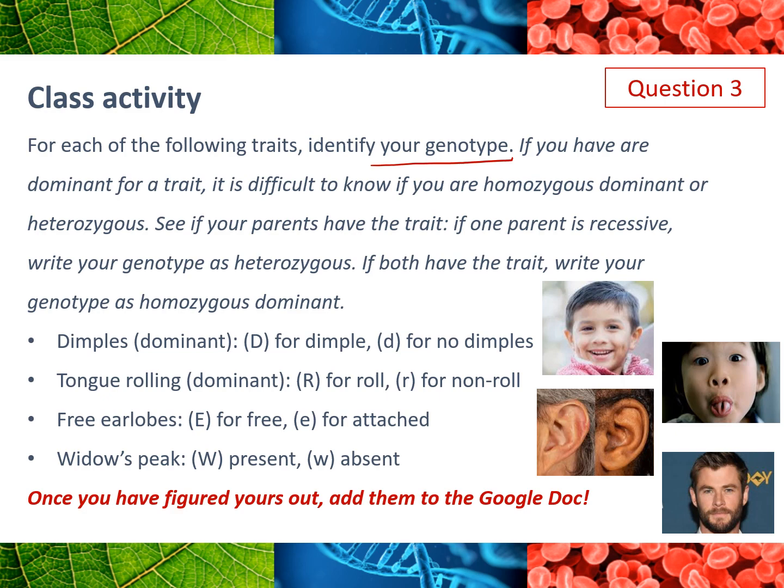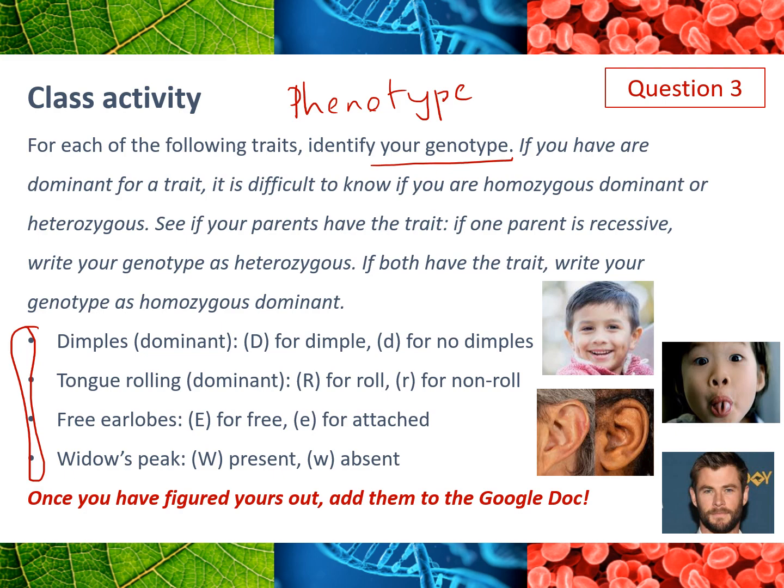Now, as I said, you can't see your genotype. You can only see your phenotype. So you need to start there, okay? If we just move down here for a second, I'll explain what they are. So first, you're going to need a mirror. I want you to see, do you have dimples? And even one dimple counts as having dimples, okay?